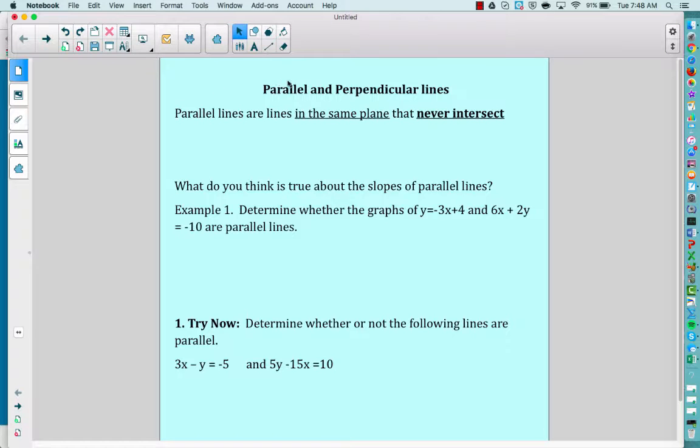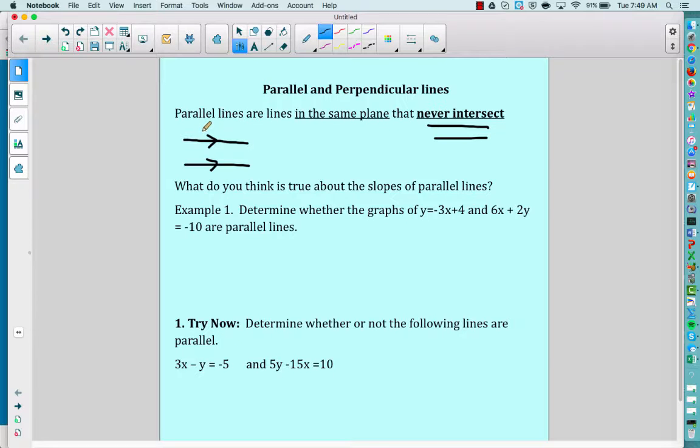Good morning, everyone. So today we're going to be talking about section 3.8 in your geometry textbook, parallel and perpendicular lines. Let's get started by talking about what parallel lines are. We did define parallel lines as lines that never intersect. They're never going to touch, but they have to be in the same plane, because remember we talked about skew lines that never intersect, but they're not on the same plane.